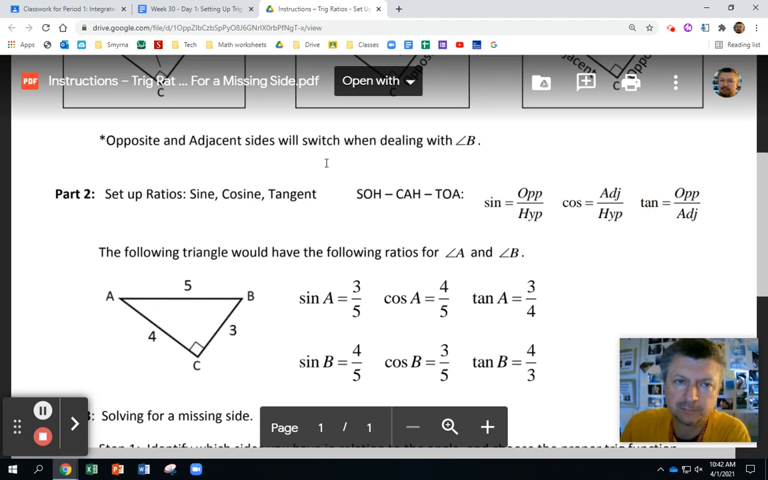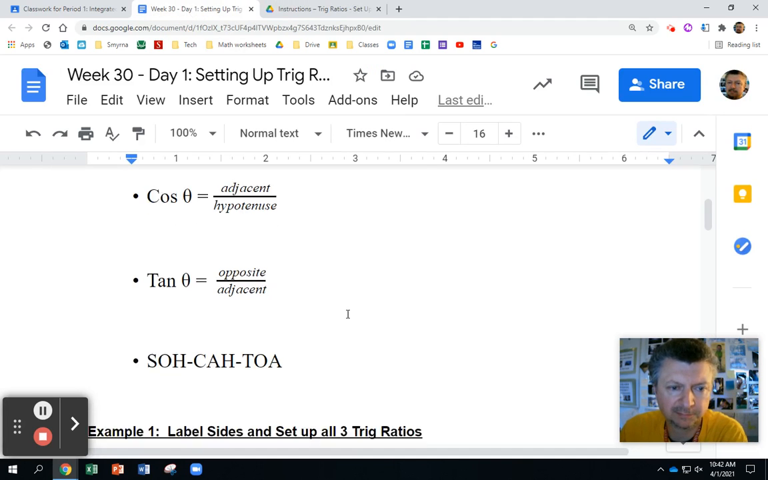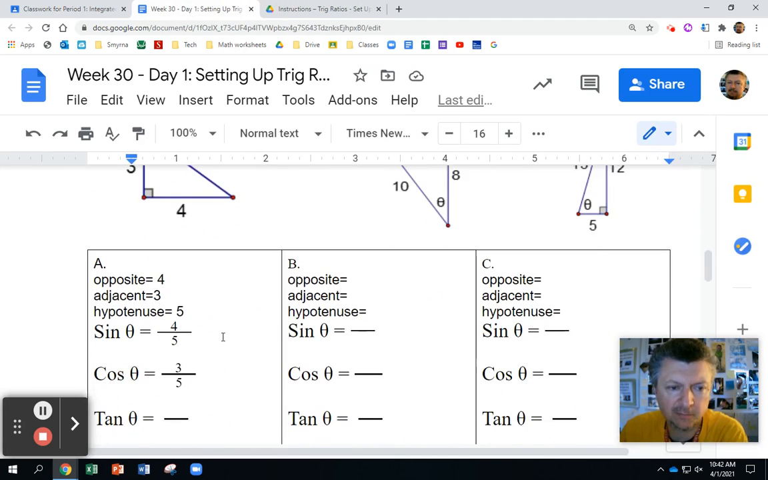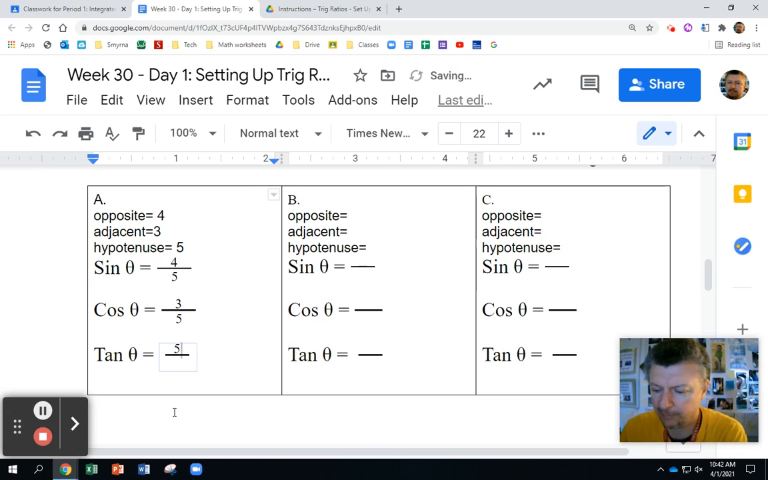Okay. So I'm going to put that down here. Opposite is 4. 4 over adjacent, which is 3. 4 over 3. There we go. So I set up the 3 trig ratios.